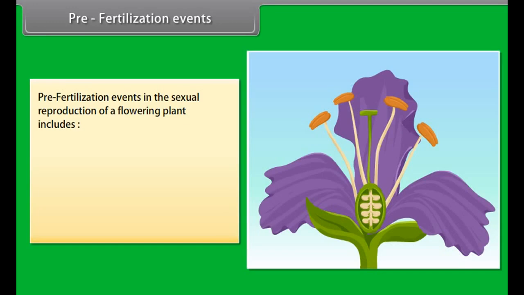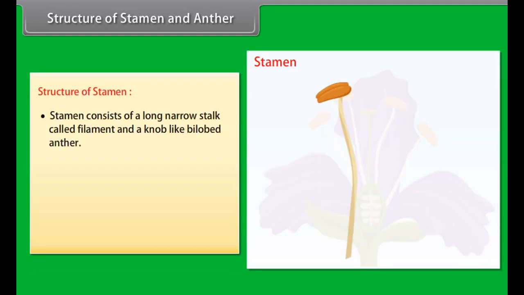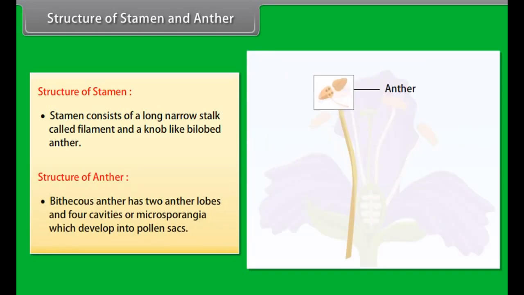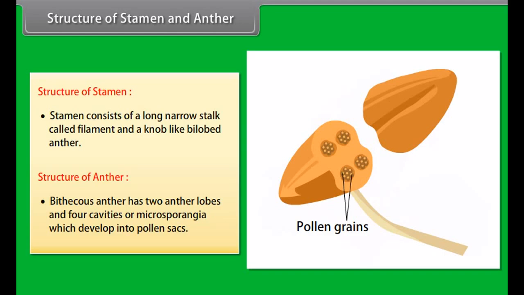Pre-fertilization events. Pre-fertilization events in the sexual reproduction of a flowering plant include microsporogenesis and development of pollen grains, megasporogenesis and development of female gametophyte, structure of stamen and anther. Structure of stamen. Stamen consists of a long narrow stalk called filament and a knob-like bilobed anther. Structure of anther. Bithecous anther has two anther lobes and four cavities or microsporangia which develop into pollen sacs.